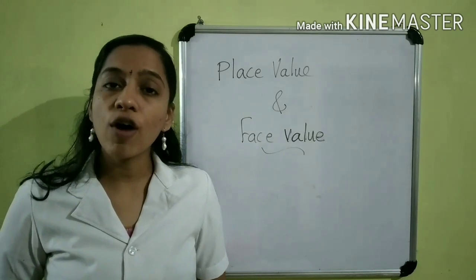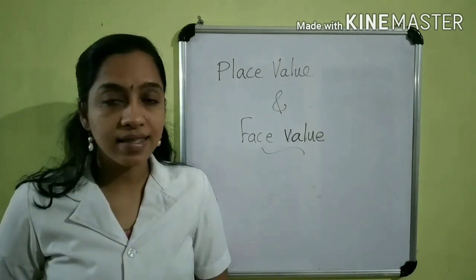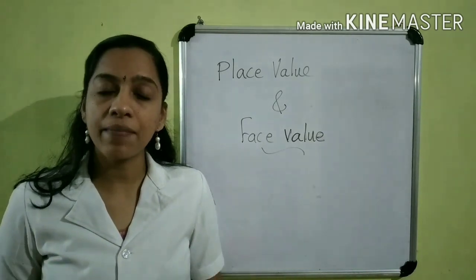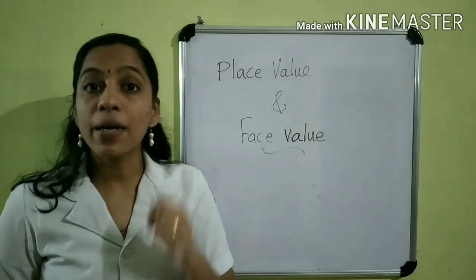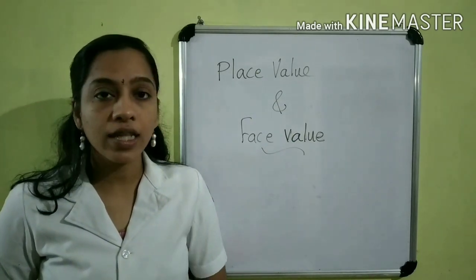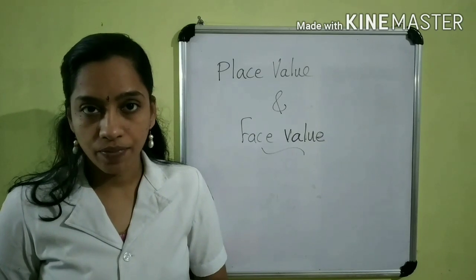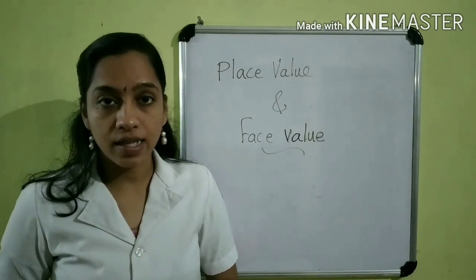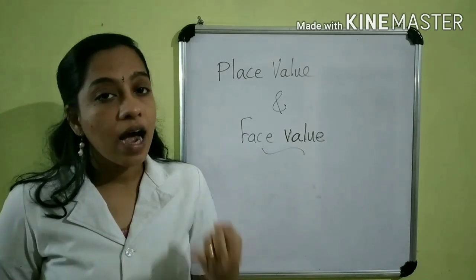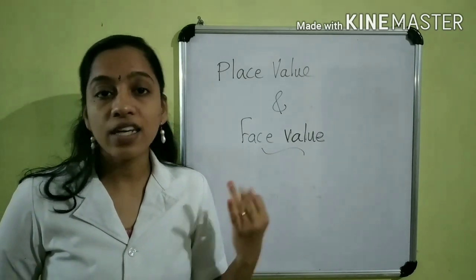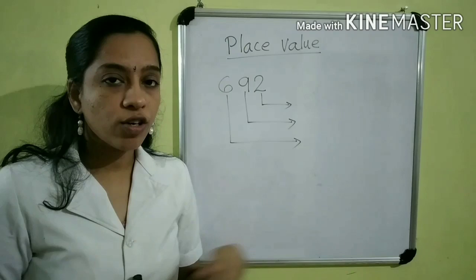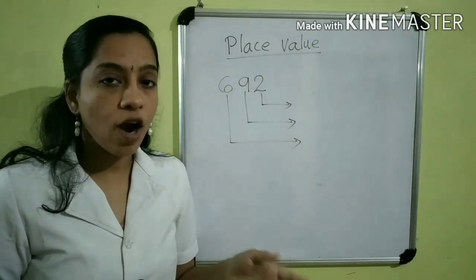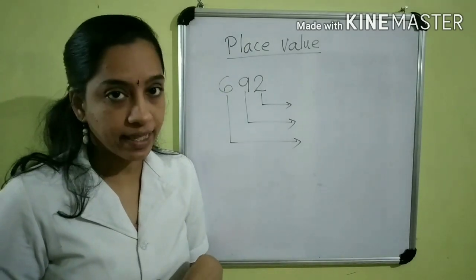Okay children, we learned what is place value and face value. The face value of a digit is the number itself. It remains the same in all places. But place value depends on the place of the digit. We learned a 3-digit number contains 3 places. The place names are hundreds, tens and ones. Now we are going to revise how to find out the place value of digits.